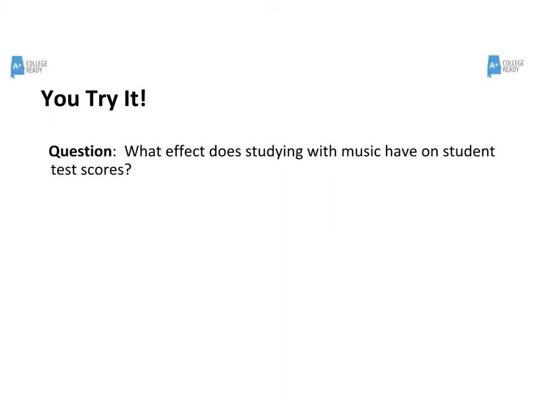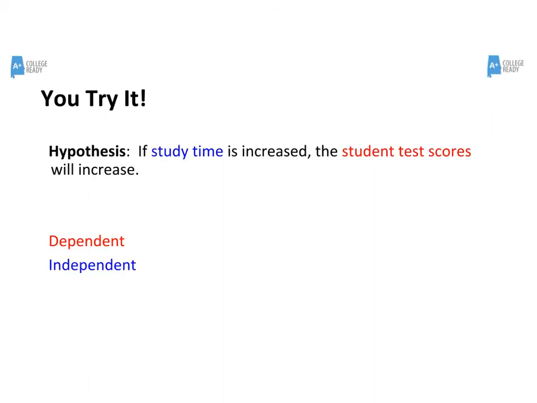Try it again. This is the independent variable. This is the dependent variable. The dependent variable depends upon the independent variable. The independent variable is graphed on the x, the dependent on the y.